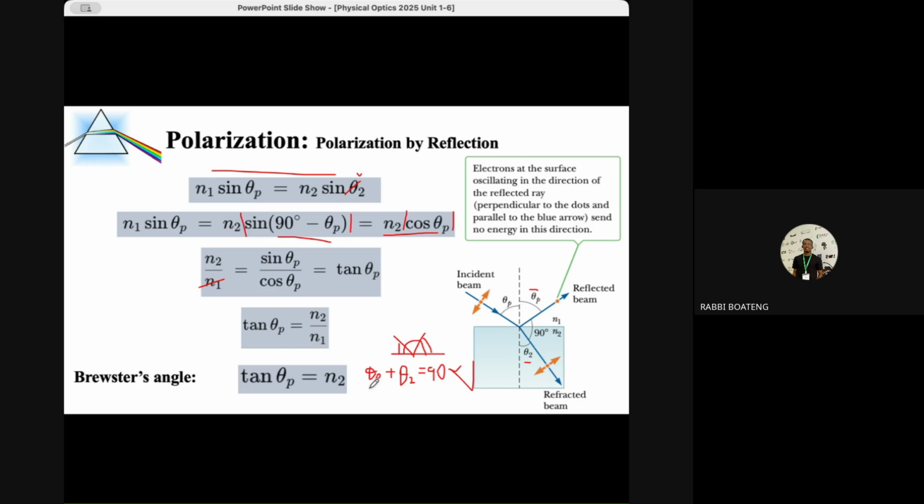In some books, you may not see the angle as theta p. It can be phi, it can be theta, it can be any angle they put there. But at the end of the day, you have to know that if we are finding Brewster angle, the tan of the angle equals the refractive index of that particular medium. You may not see n2, you may see only n, that is fine. But we are just interested in the refractive index of that particular medium.